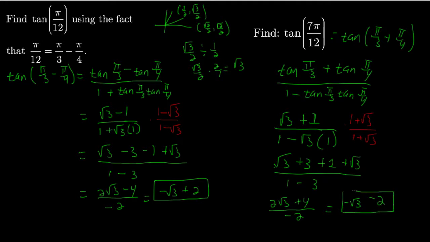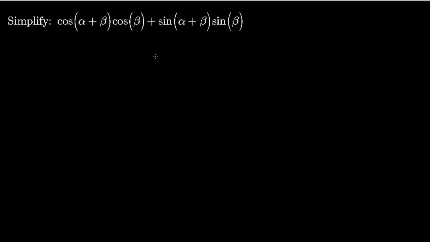So two very similar answers, one for the tangent of pi over 12 using the tangent subtraction formula, and one for the tangent of 7 pi over 12 using the tangent addition formula. And the final example is going back to some information from the first day.